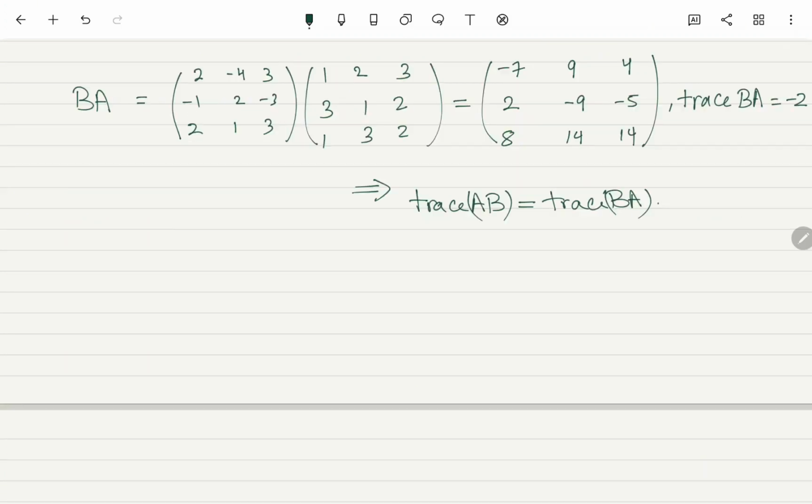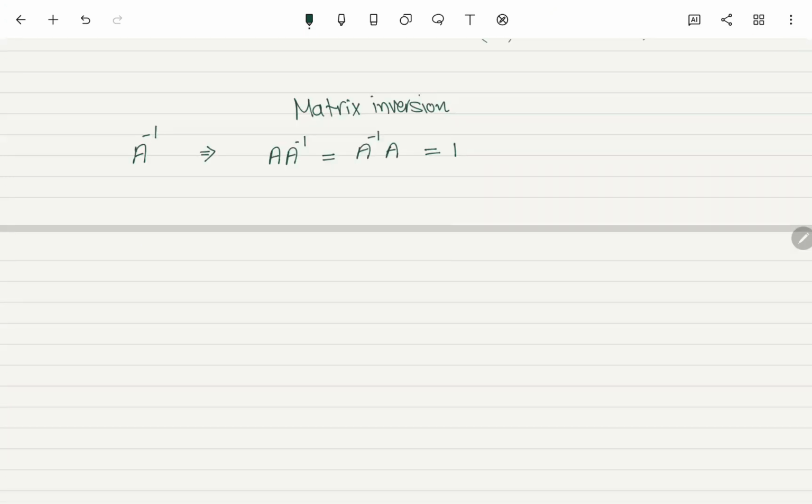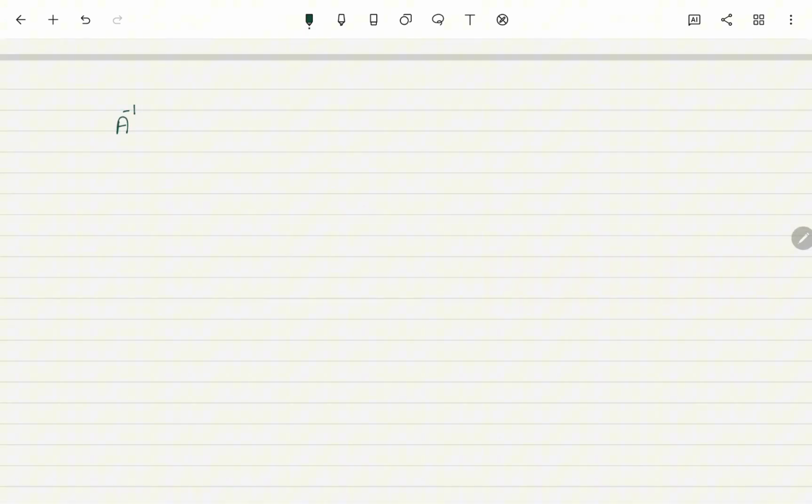Let's define matrix inversion. Now, matrix inversion is defined as A minus 1, in such a way, this one here, A minus 1, this is called the inverse of the matrix, where A inverse A is equal to 1. A inverse is defined as A cofactor transpose over the magnitude of the determinant of that matrix.